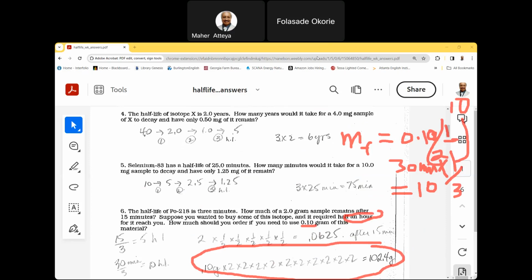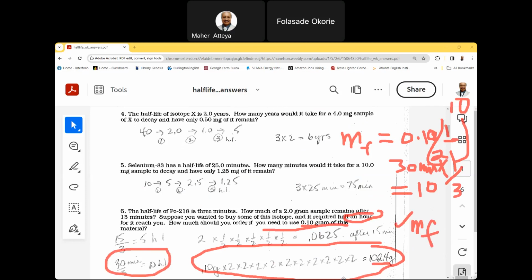I don't think so. That's correct. Oh really? Yeah, because it said you need 102 grams. How much should you order if you need to use 0.1 gram? Well, that's the wording. You have to look at this. You want to use only 0.1 gram, and the time is 10 cycles, correct? So this one here, that's MF, correct? That's what we got right here.